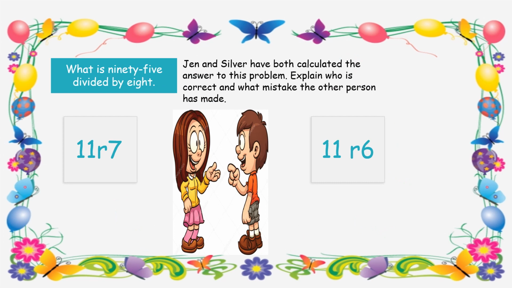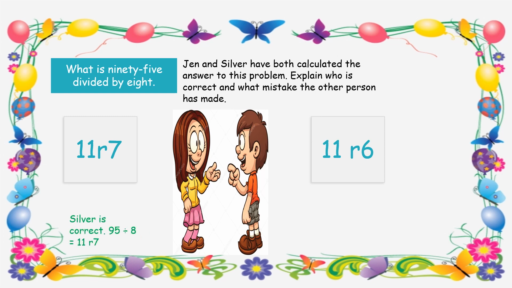Now, Jane and Silva have both calculated the answer to this problem. Explain who is correct and what mistake the other person has made. Jane says it's 11 remainder 7, and then Silva says it is 11 remainder 6. What are we supposed to do? Use the place value counter or place value chart to help you. Remember, we are dividing 95 divided by 8. Pause the video and have a go.